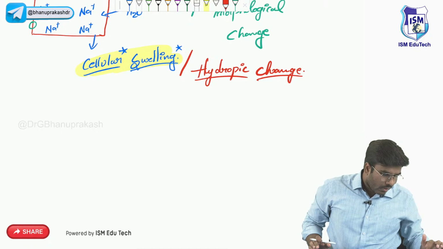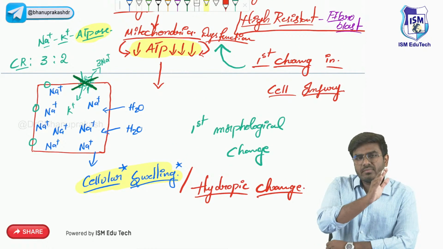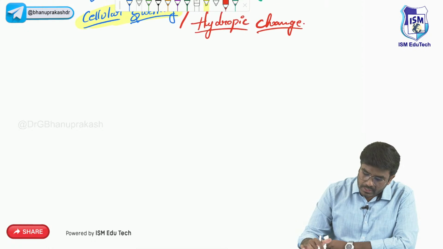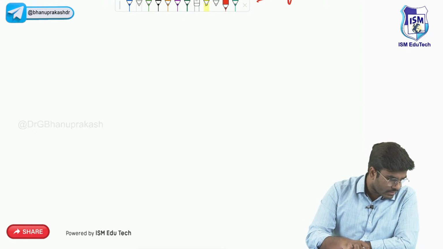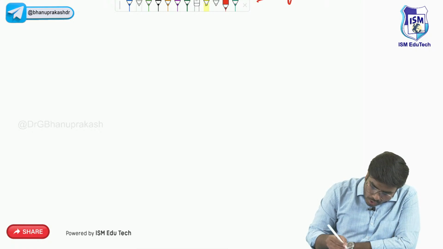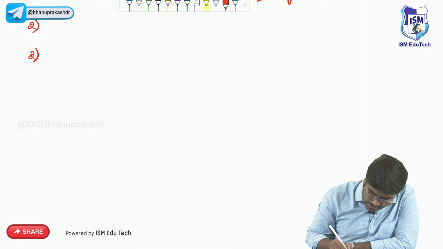Now, after this, what else will happen whenever there is no ATP? This is one side of the story. Whenever there is no ATP, hydropic change or cellular swelling will occur. Guys, is it clear? Shall I go forward? Now, what are the other changes which you can see with reversible cell injury?